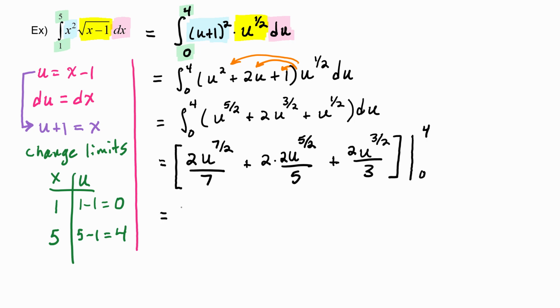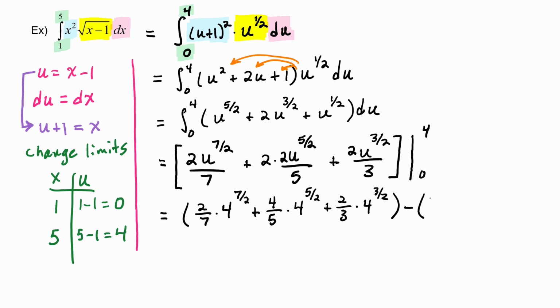Then that's going to equal 2/7 times 4 to the 7/2 plus 4/5 times 4 to the 5/2 plus 2/3 times 4 to the 3/2 minus, we have to plug in the lower limit, which would be 2/7 times 0 to the 7/2 plus 4/5 times 0 to the 5/2 plus 2/3 times 0 to the 3/2.